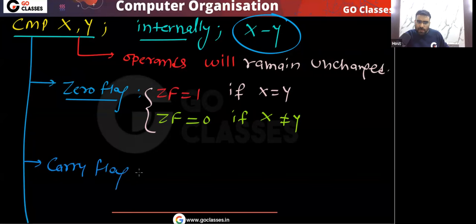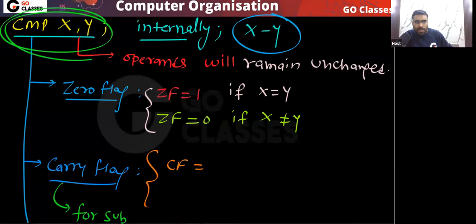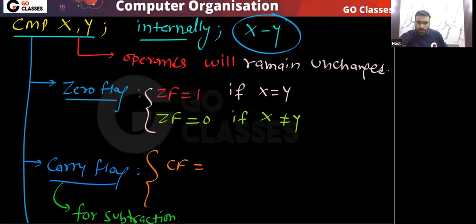What about the carry flag? What will happen in the carry flag? I told you that for the subtraction operation, the carry flag acts like a borrow, because in this compare instruction, subtraction happens internally. You can use this carry flag to represent borrow. Very simple.